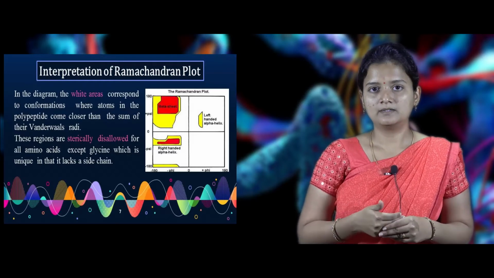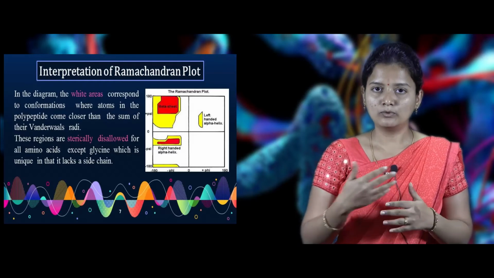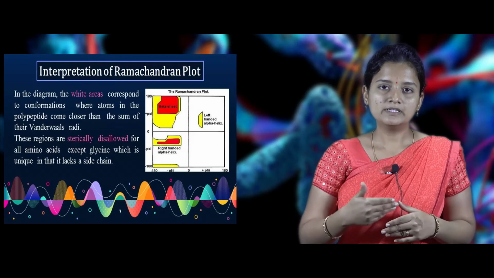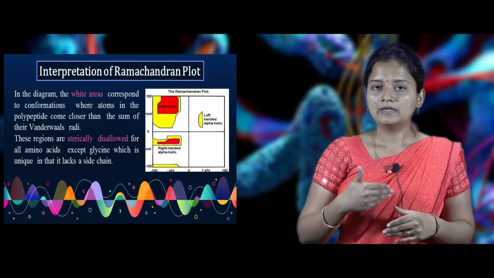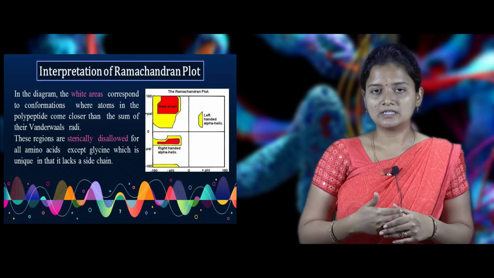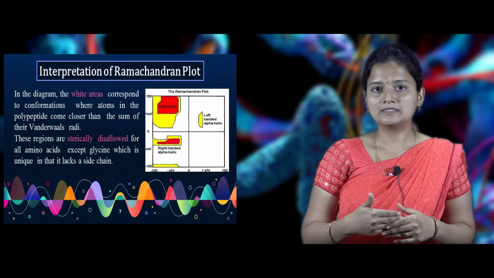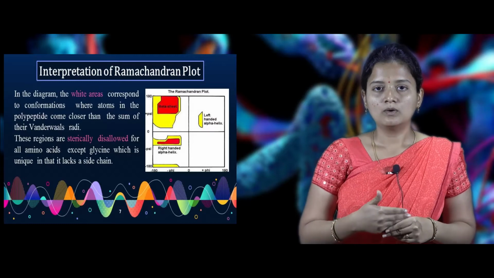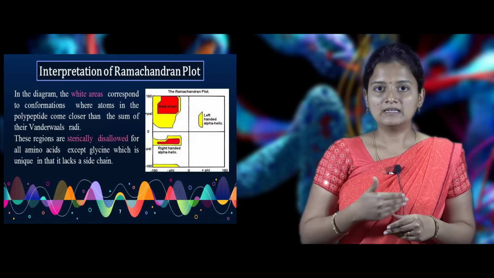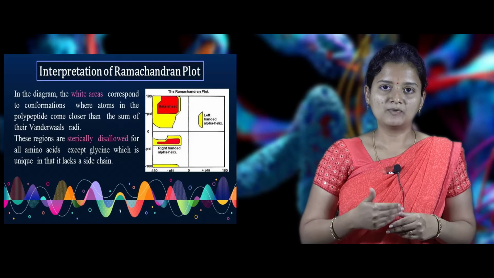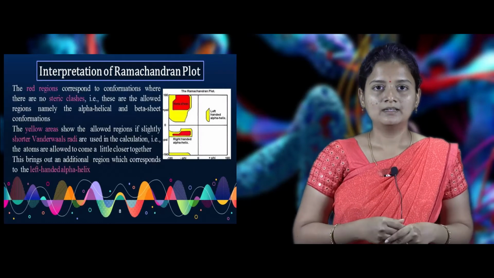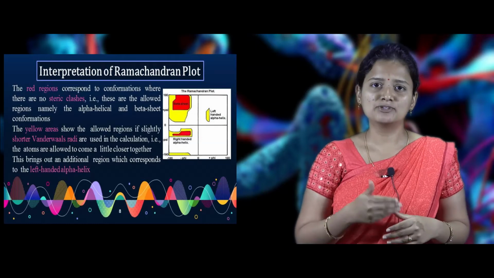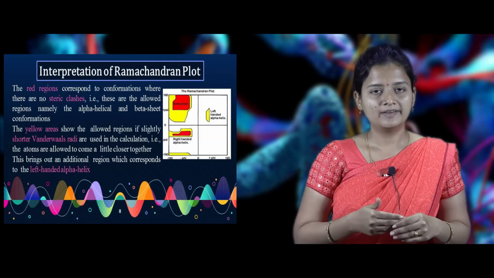First one is the white color. In the Ramachandran plot, there are more white regions. These white regions are sterically hindered regions, where not all amino acids can be present. Only the amino acids which have less steric hindrance, or a less bulky R group, can be present in the white regions. Now, after the white region, we have to concentrate on two main regions, that is the red region and the yellow region.